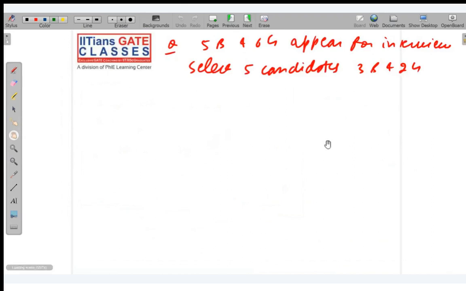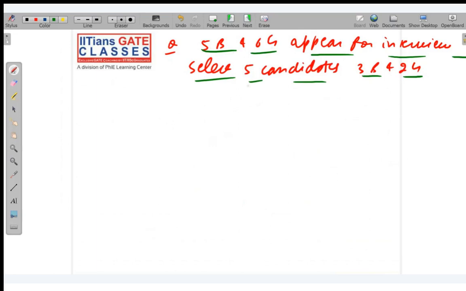So the next type of question is: we have 5 boys and 6 girls appear for an interview. We want to select 5 candidates such that 3 should be boys and 2 should be girls. So now I am applying constraints. From these 5 candidates, 3 should be boys and 2 should be girls. First of all, you should make a figure like this. Please let me draw the figure and then I will explain.